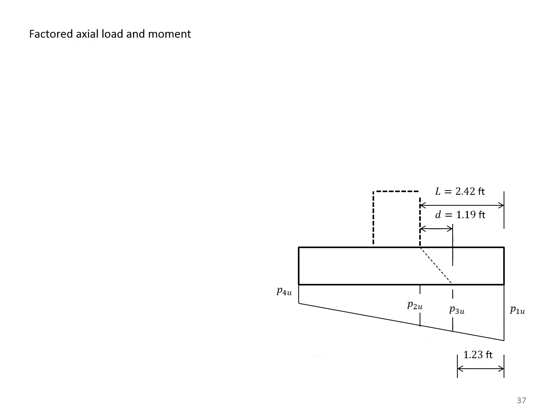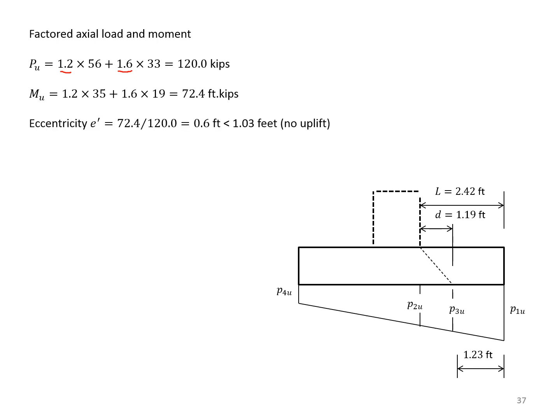And now we want to design reinforcement. So I'm showing the figure again with all 4 values of P1, P2, P3, P4 shown, but I put a little U in here because these are based on factored values. So PU is 1.2 times 56. These are the load factors, and 1.6 for the live load. And the MU is the factored moment. The new eccentricity is 0.6 feet, but it still is less than B over 6, so we have no uplift.